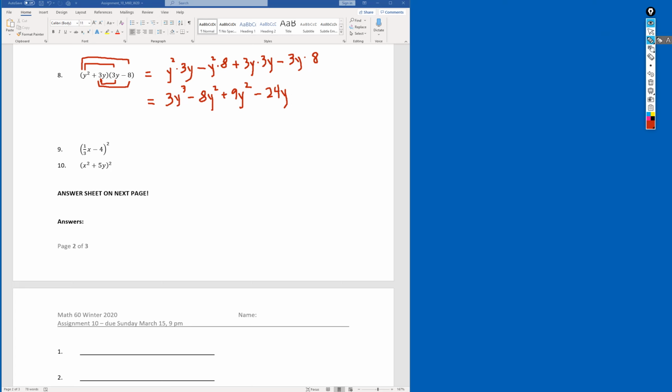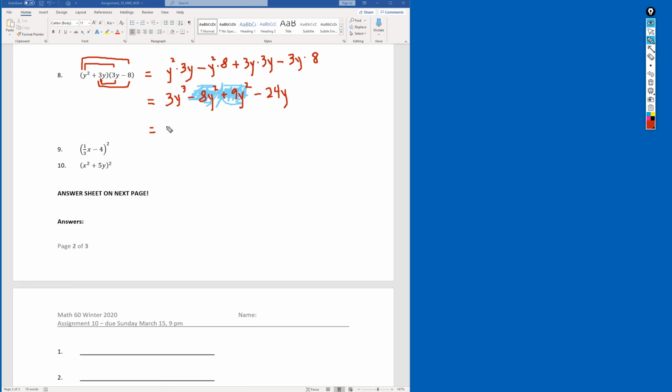All right, and then what you hopefully see here is that the minus 8y squared and the plus 9y squared are like terms. They have the same variable, y, and the same exponent, squared. So those two terms can be combined, and those are the only two terms that can be combined because those are the only like terms.